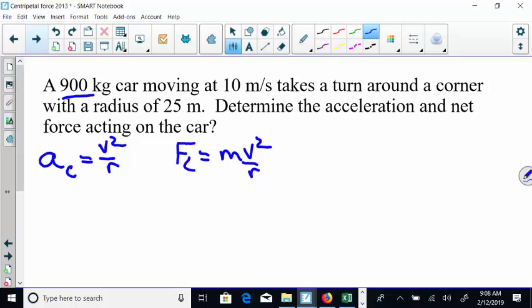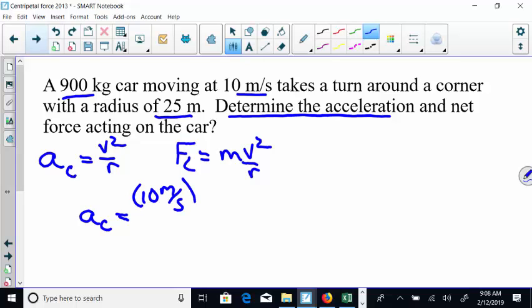So in this problem, you have a 900 kilogram car that's moving at 10 meters per second around a corner. That corner has a radius of 25 meters. We want to determine the acceleration. Well, that's fairly straightforward. The acceleration is v squared over r, so 10 meters per second quantity squared over the radius, 25 meters. And if you plug and chug that math into your calculator, you come out with 100 divided by 25, which gives you 4. And then your units would be meters per second squared. So it's really just plug and chug.